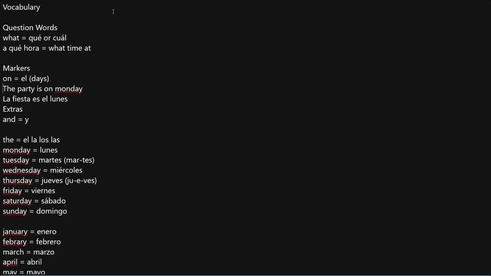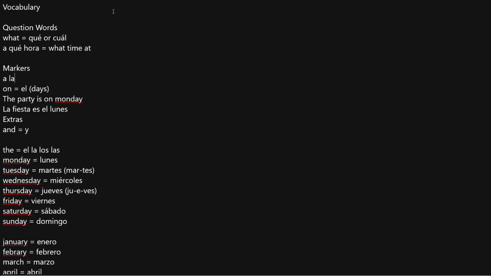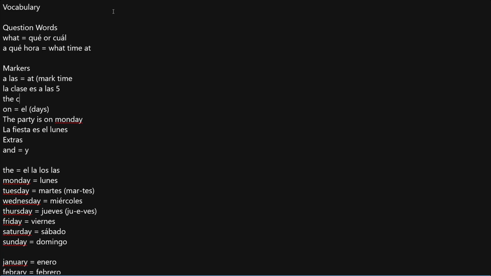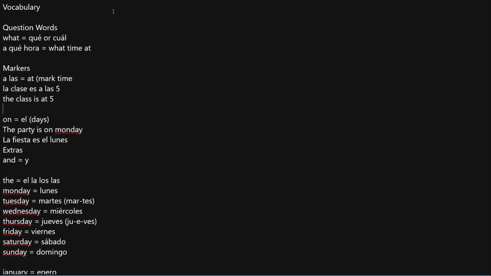And while we stay here, we will introduce another marker, which is a las. I believe we also saw this one during our demo lesson. A las is at, and you use this to mark time. I gotta give you an example here. La clase es a las 5, which would be the class is at 5. The class is at 5. La clase es a las 5. So we have two new concepts, right? A qué hora, what time at, and a las, at to mark time.